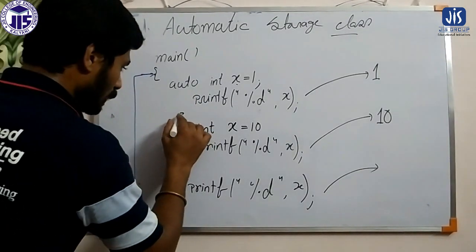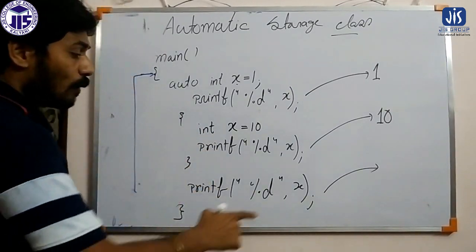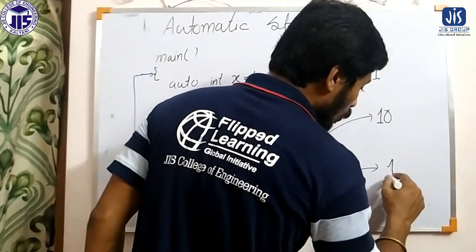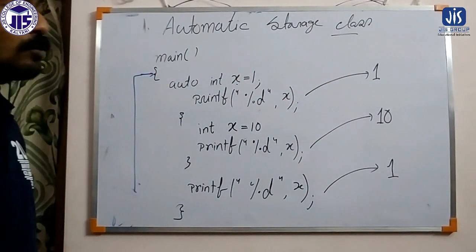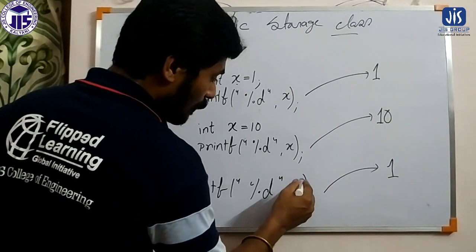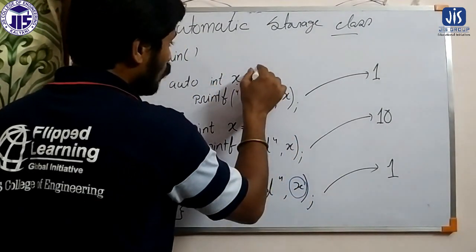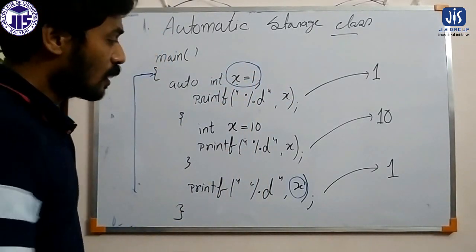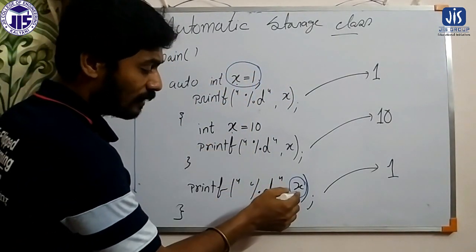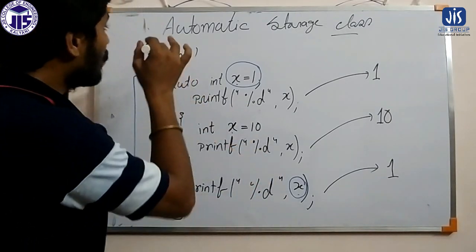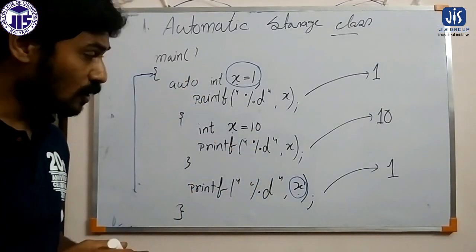I am coming to that later. Okay. Now what is the value of this x variable? The value of this x variable will be 1. That means this x variable will hold the value of this. Okay? Value of this. So this x variable will not affect this x variable, though the variable name is same. So that is about the automatic storage class.